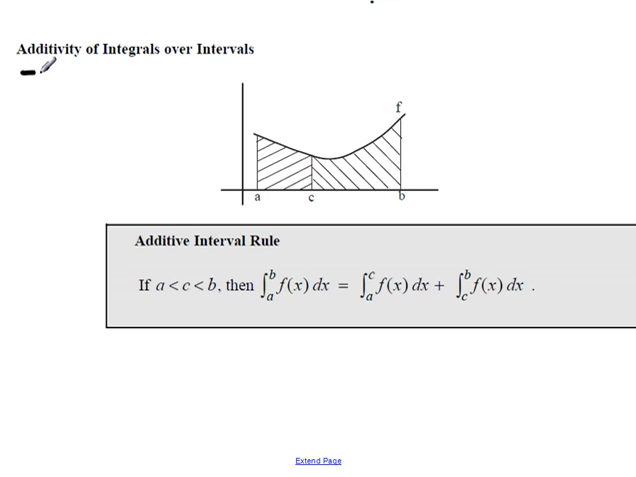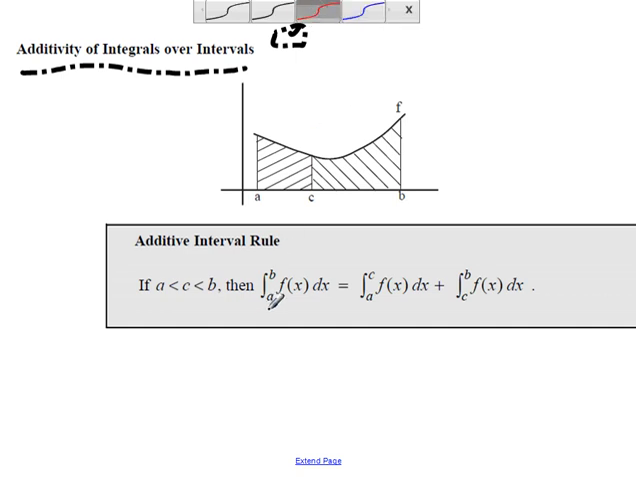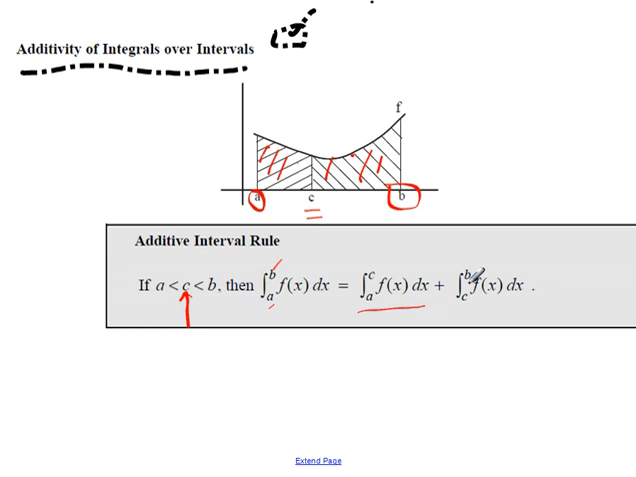First, additivity of integrals over intervals. That's a tongue twister. The idea here is, if we're integrating from A to B, where C is some value in between A and B, we can split up those integrals and write it as the integral from A to C plus the integral from C to B.